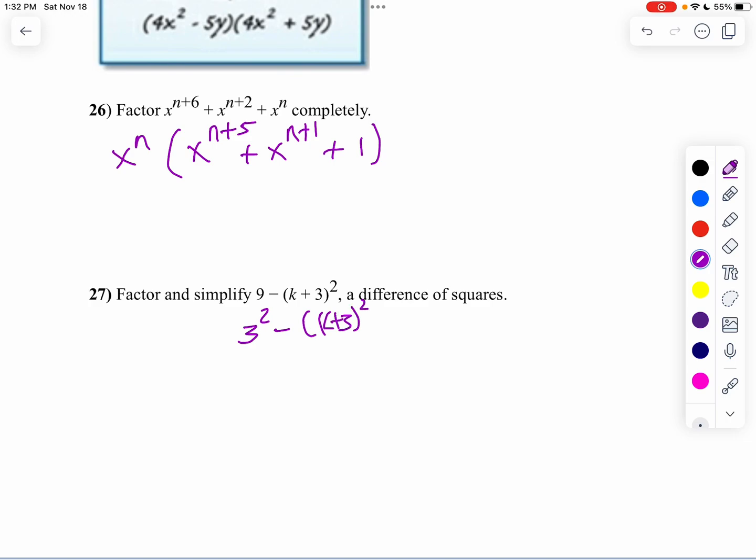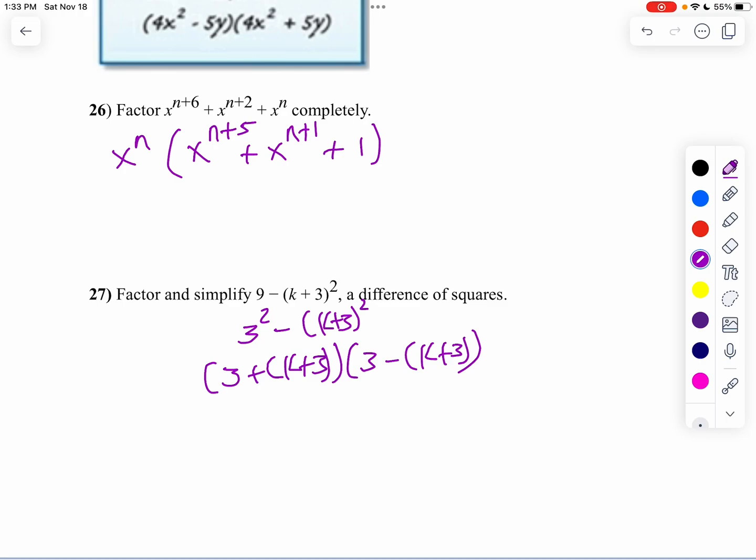So my difference of squares is going to be 3 plus k plus 3 times 3 minus k plus 3, because it's the difference of squares. And that's the factored version.